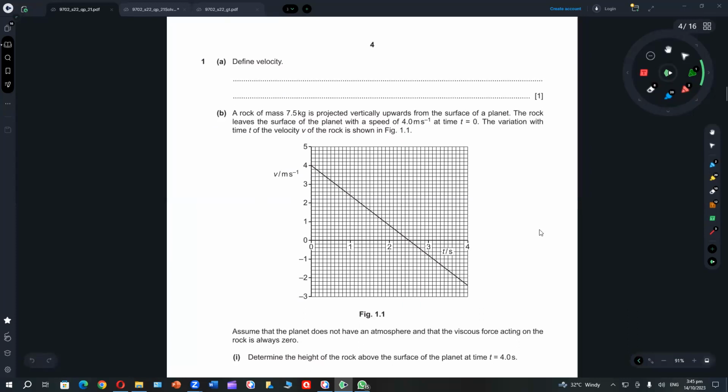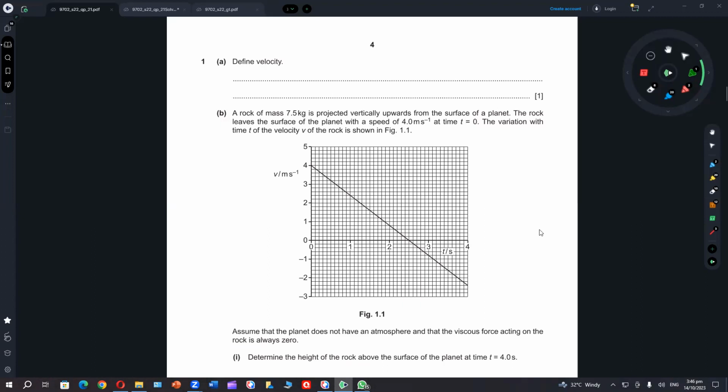Question number 1. Define velocity. What is velocity? Velocity is the rate of change of displacement. Keep telling me the answers, and we can discuss theory orally. If needed, we can write down the definition. So, what is the definition for velocity? Velocity is the rate of change of displacement.